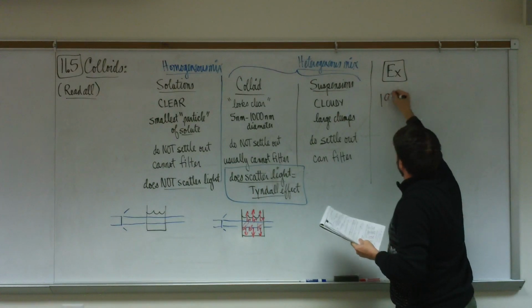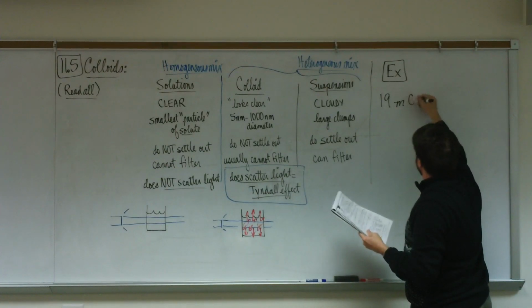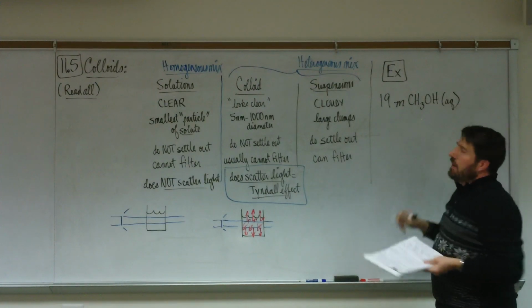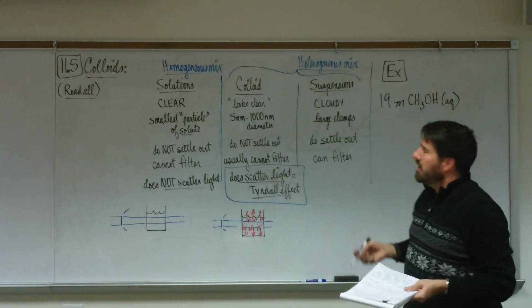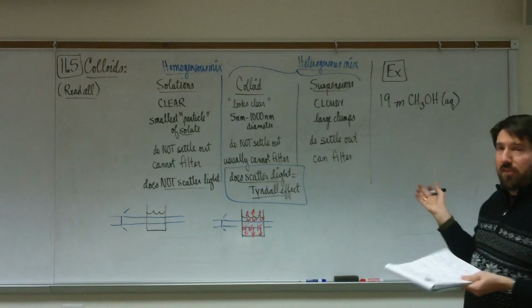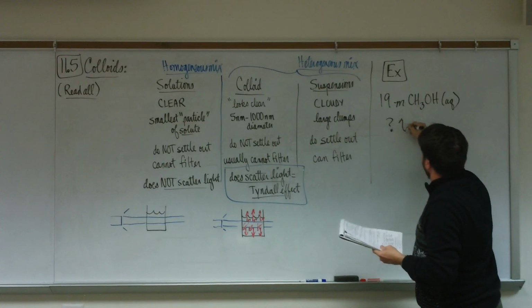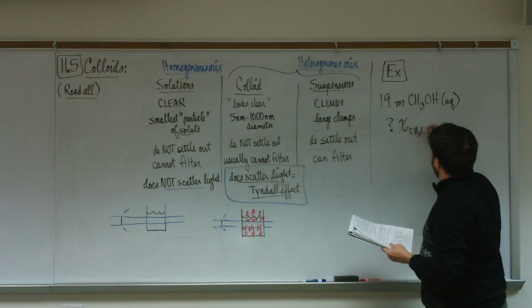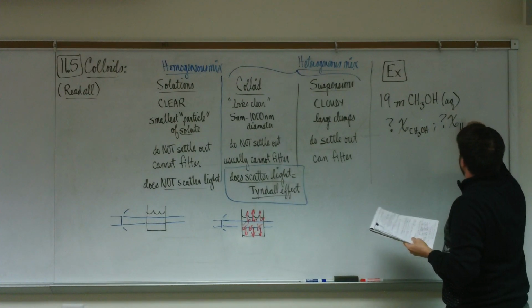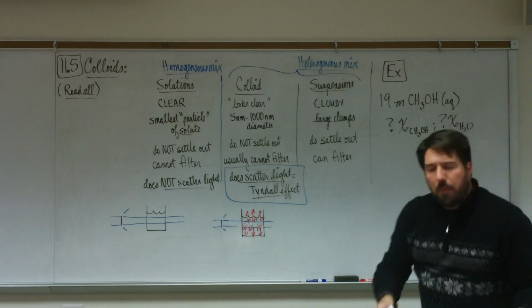What if we had a solution that is 19 molality CH3OH, and it's aqueous. If someone were to give us a 19 molality solution of CH3OH in water, aqueous is in water, then we could ask the question, what is the mole fraction of CH3OH? And we might as well ask, what is the mole fraction of water at the same time? So I'm doing a type 3 problem. Remember how we could tell.